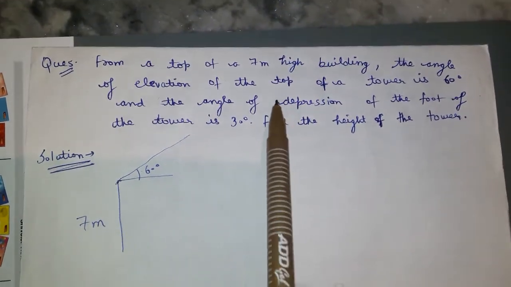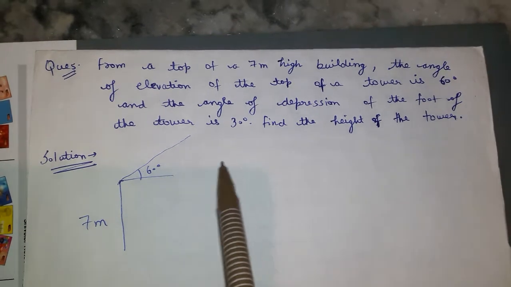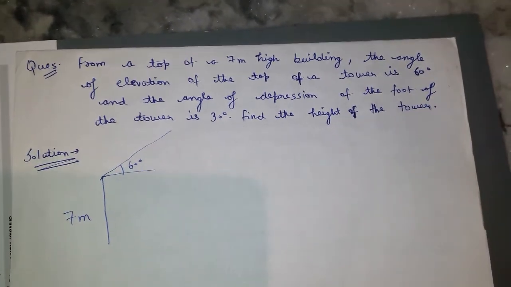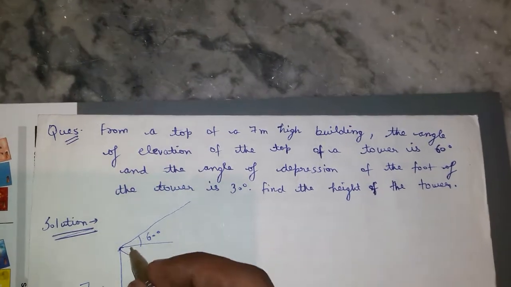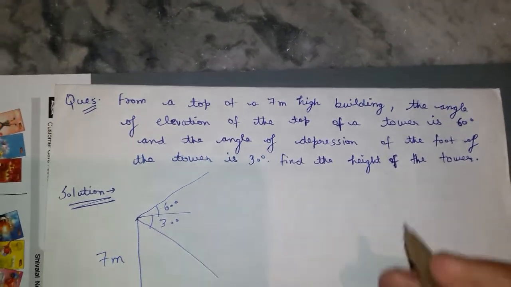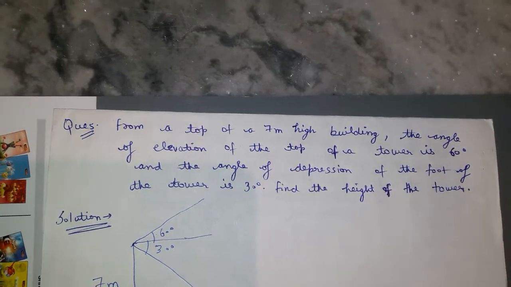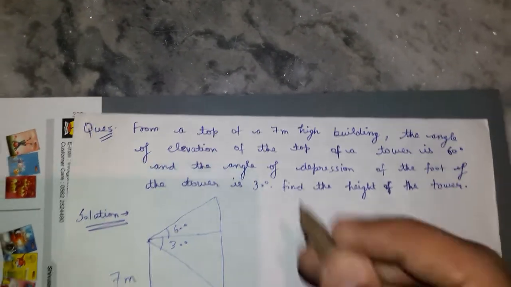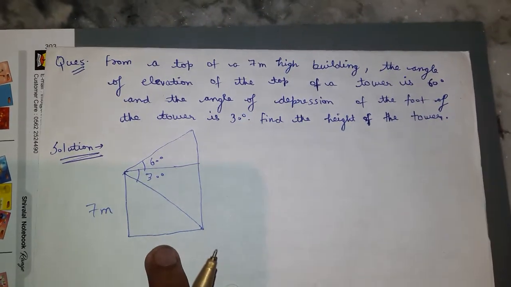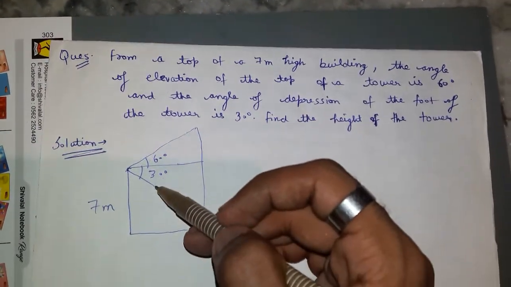It is also given that the angle of depression of the foot of the tower is 30 degrees. Depression means looking downwards, so it must be like this. This is given as 30 degrees. Let me join this. According to the question I have drawn this figure. This is the angle of elevation, and this is the angle of depression.